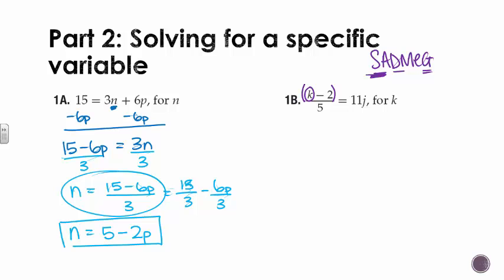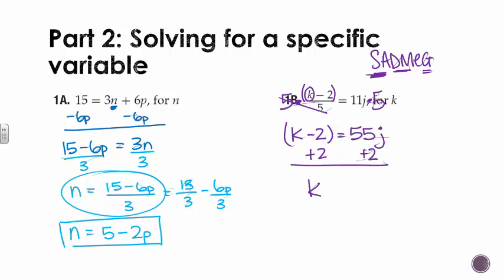So then I have to jump to multiplication and division. Since we're dividing by 5, I'm going to multiply both sides by 5. That crosses off, and I get k minus 2. And then 11j times 5 gives me 55j. And then these parentheses aren't really doing anything anymore, so we can go inside and get rid of this addition. So we end up with 55j plus 2.